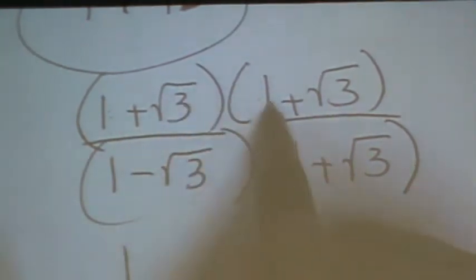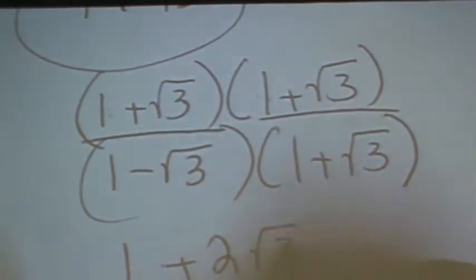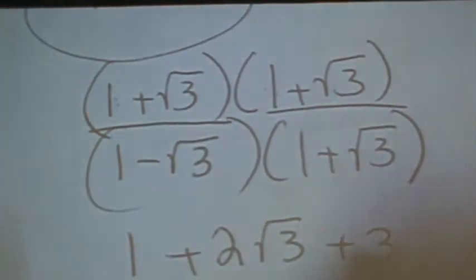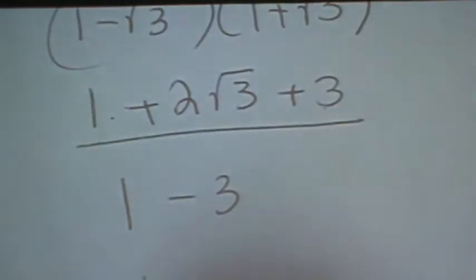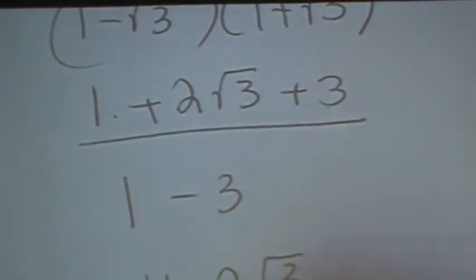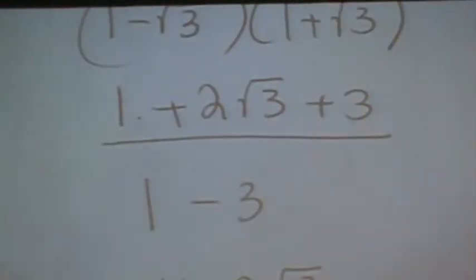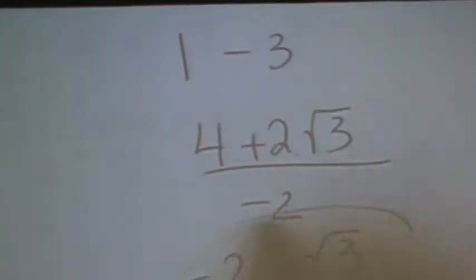1 times root 3, you got 2 of these. And then plus 3. And then 1 times 1 is 1. The next two cancel. And 1 and 3 is 4. And 2 goes into that negative 2, and that goes into that negative root 3. So there's your answer.